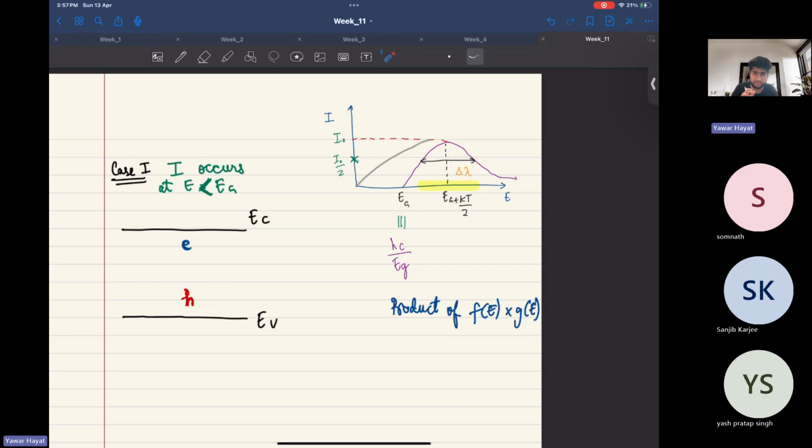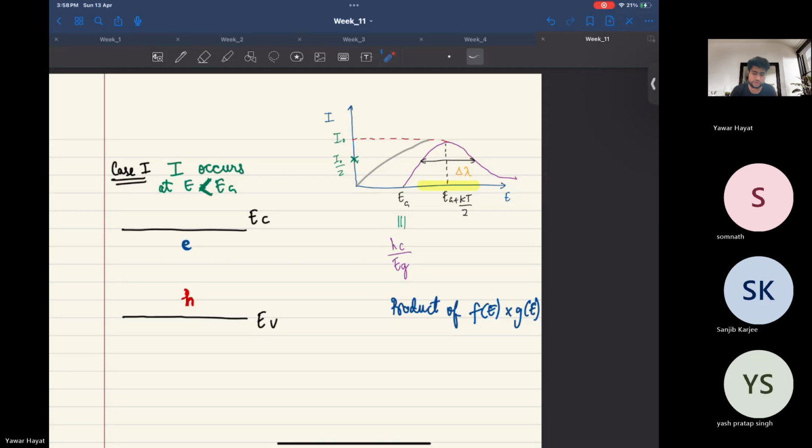In fact, the name itself signifies that: forbidden energy gap. What is forbidden? Energy states are forbidden here. You don't have any states here, so this is zero. If this is zero, the product with this would be zero. So in other words, electron cannot be here. Hole cannot be here. Okay, is this clear?